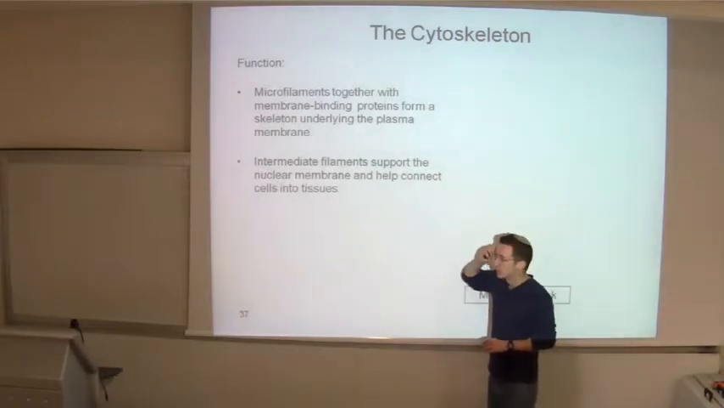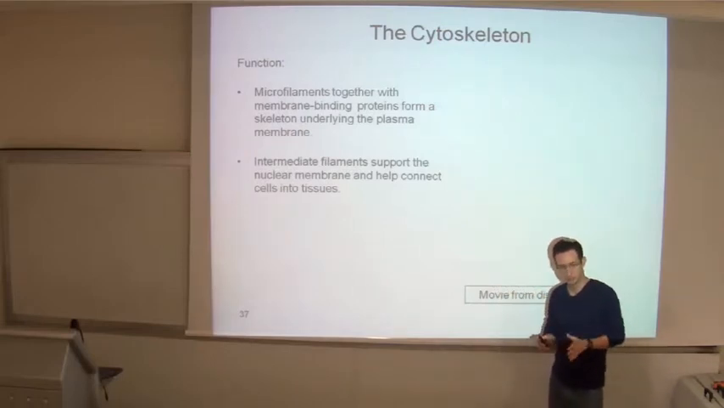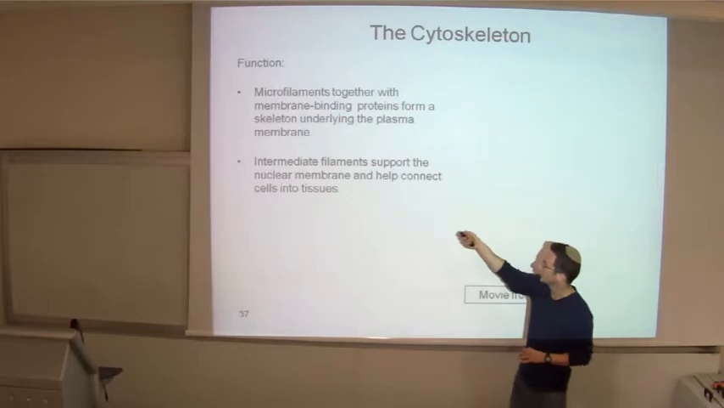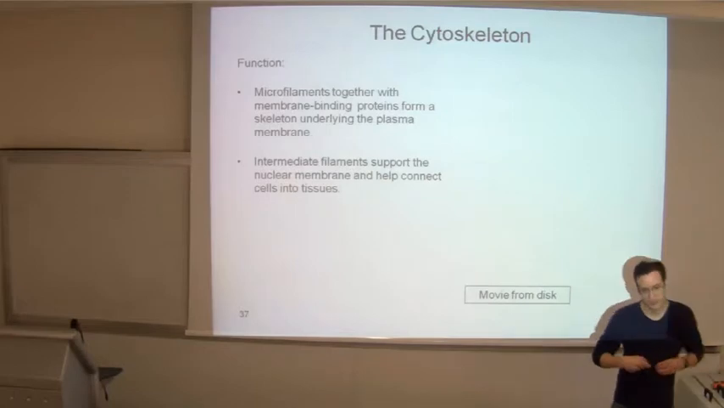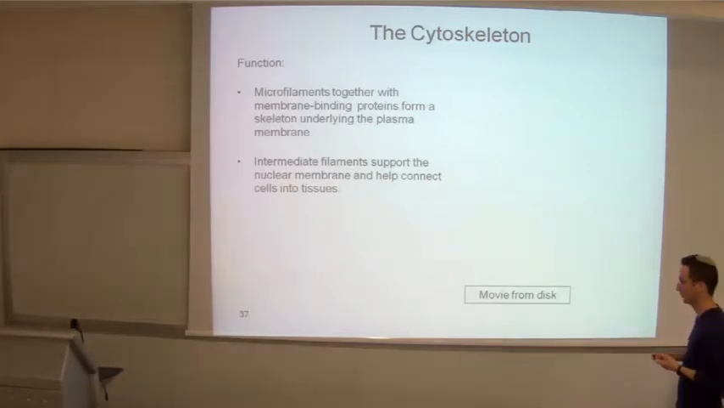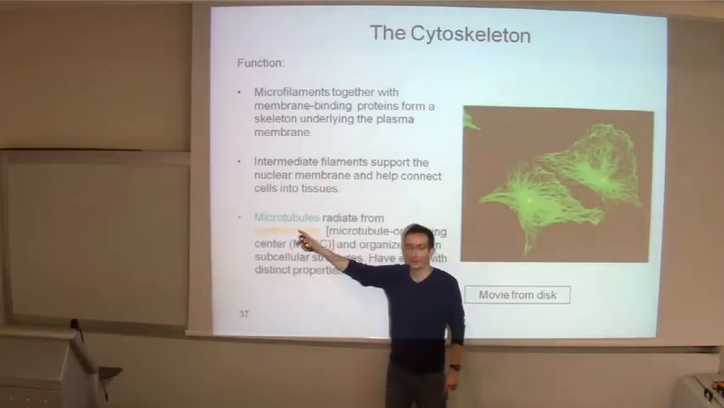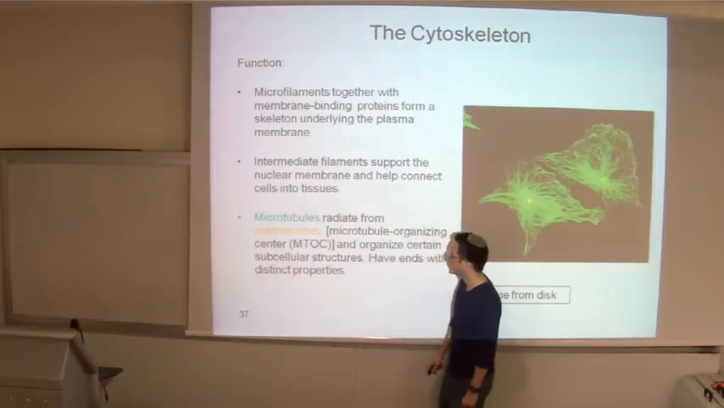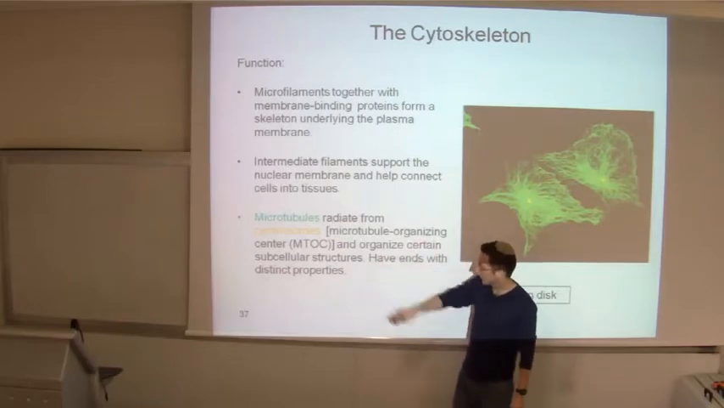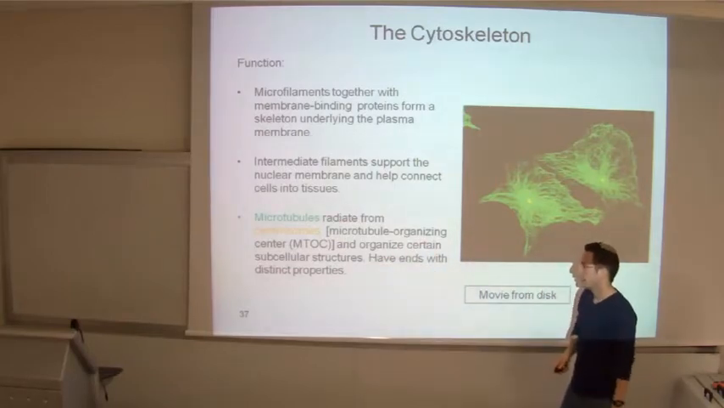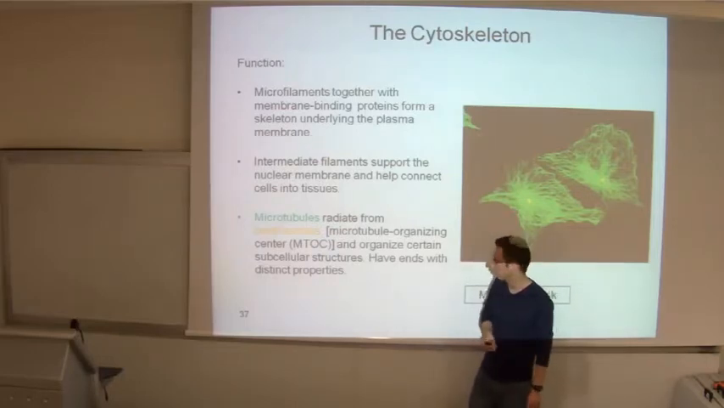The intermediate filament, the diverse family of proteins, supports the nuclear membrane inside the cell, inside the cytosol, and from the outside they help connect cells into tissues. So they have a principal role in cell adhesion. And microtubules radiate from a protein complex called centromeres, and together they are called the microtubule organizing center, MTOC. And upon them, several subcellular structures and organelles are arranged.